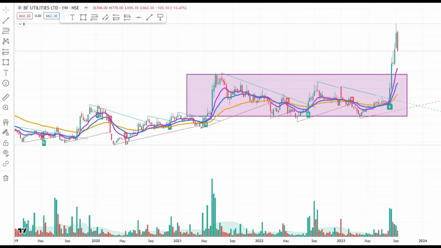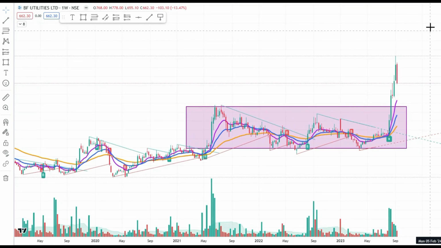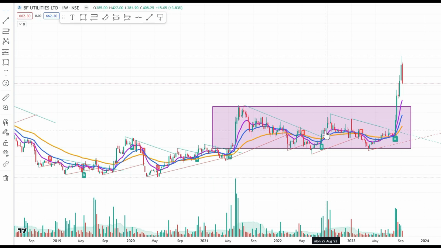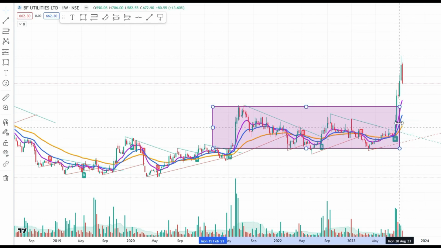In hindsight, if the stock happens to move so fast to 1000 levels, this will appear very small, and you will really see this as a consolidation. 300 to 500 for many months, almost February 2021 to August. You see, 2.5 years. That's consolidation. It broke, it almost gave 50% return.